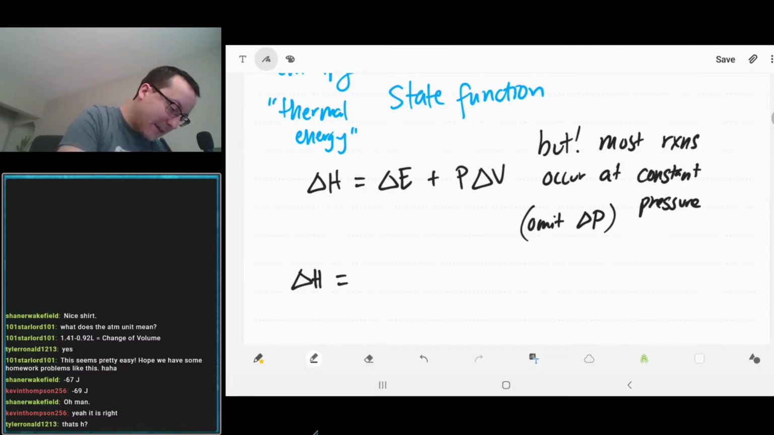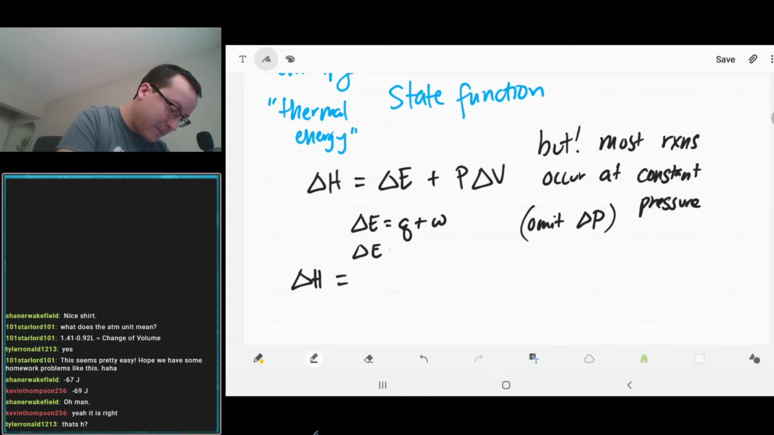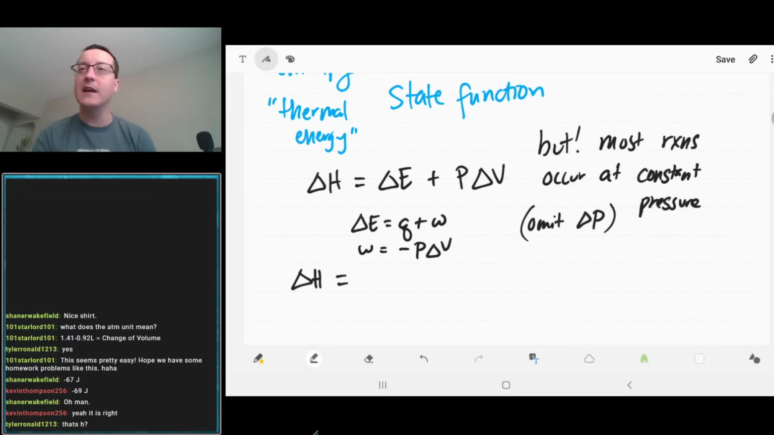We remember that delta E is Q plus W, right? And if we remember that W is negative P delta V, we can sub these things in.